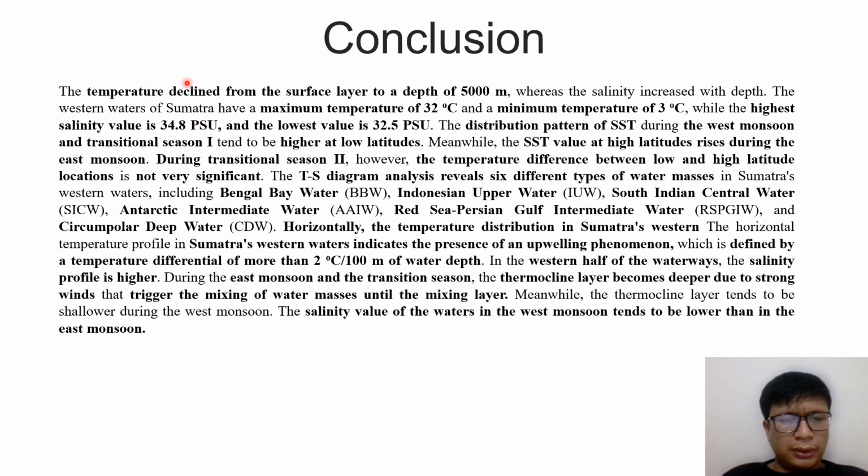So this is the conclusion of our research: the temperature declines from the surface layer to depth, and the TS diagram analysis reveals six different types of water mass, and the horizontal temperature distribution in West Sumatra indicates the presence of an upwelling phenomenon, defined by a temperature difference of more than 2 Celsius every 100 meters.